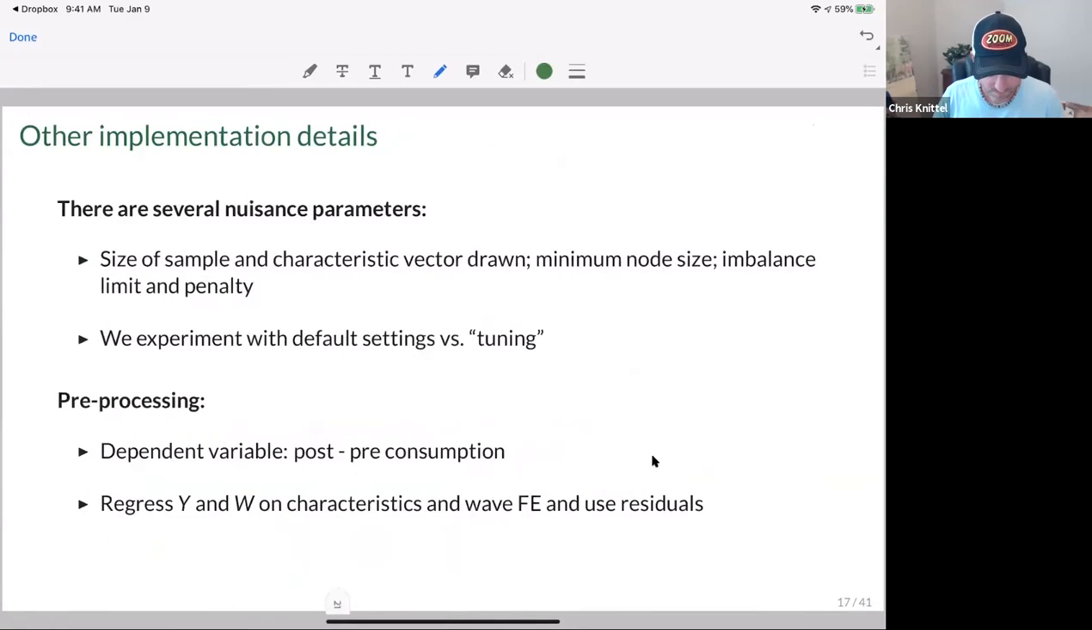Okay. Now, as practitioners of these methods, I'll warn you, there are lots of nuisance parameters associated with these. We probably have a 50-page appendix working our way down how we chose these different nuisance parameters. So you have to choose what share of the X's you're going to feed each tree, how large the sample is, the minimum node size.